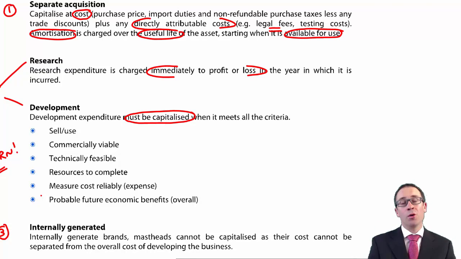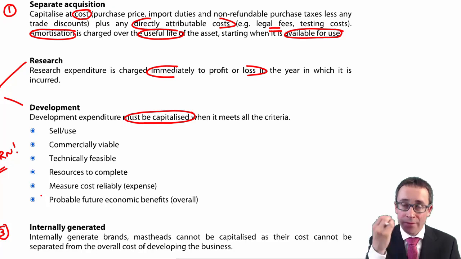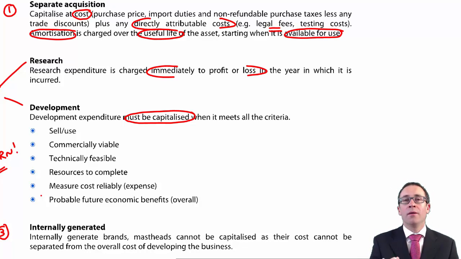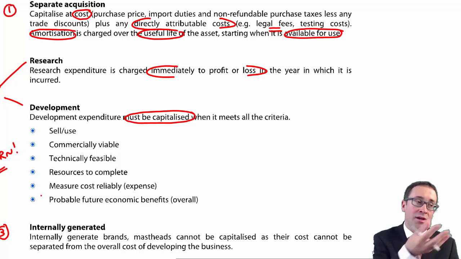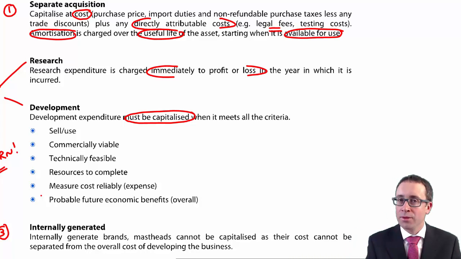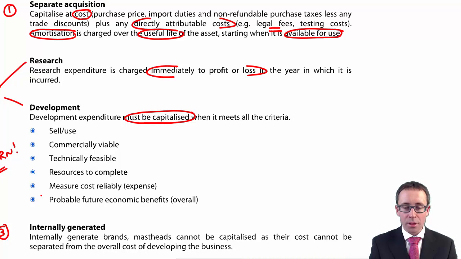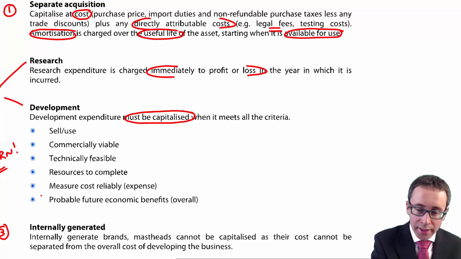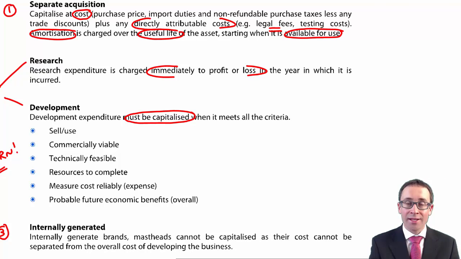But the key bit is what you want with your development is you want to demonstrate categorically that you are going to get probable future economic benefits. Okay, that you're definitely going to go through and be able to take this bit of development and convert it into a final product and be able to sell it. Okay, so what you've got there in terms of the actual criteria, you need to be able to sell the asset at the end, or maybe you will use it yourself.